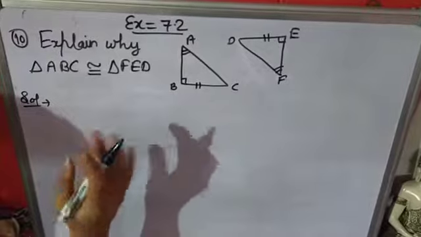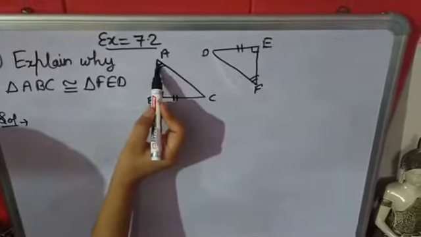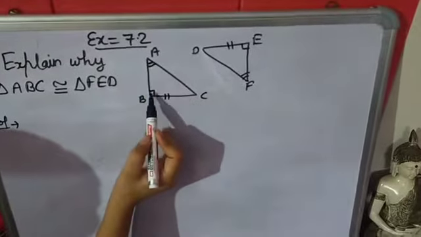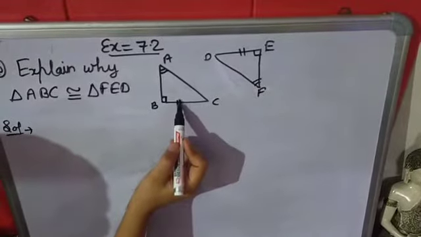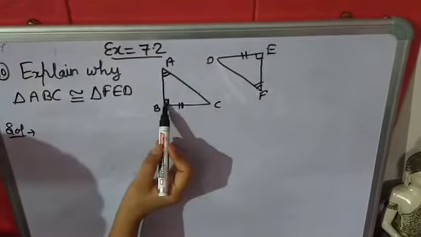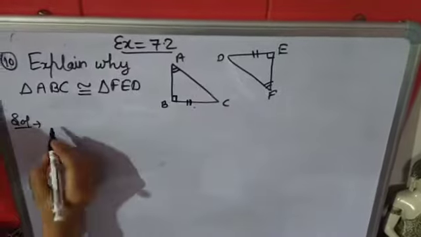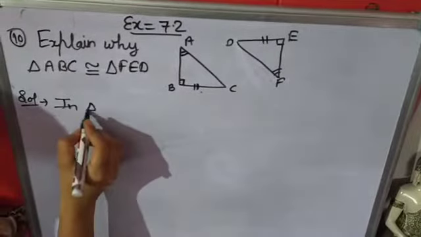So this is which rule? Look, angle and side. It means AAS.